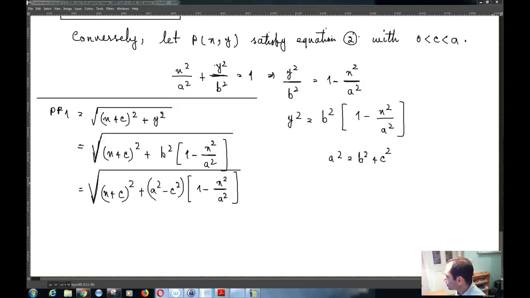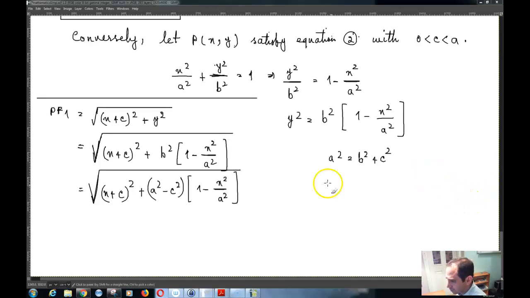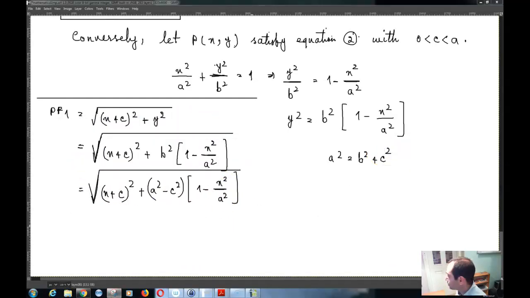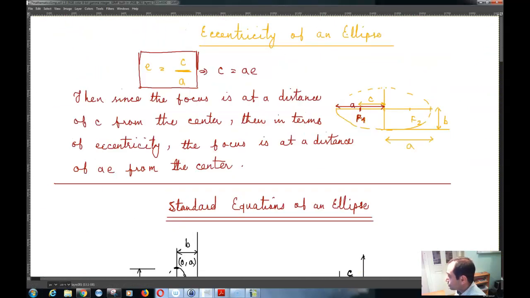Let me create a new layer here. I forgot to make a screenshot. Okay, so I make a screenshot here, because I need to take it to the okay.